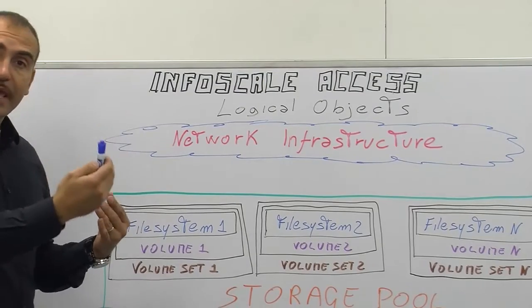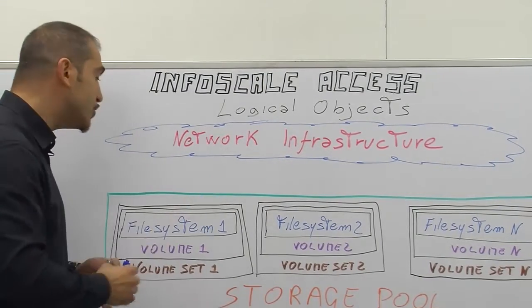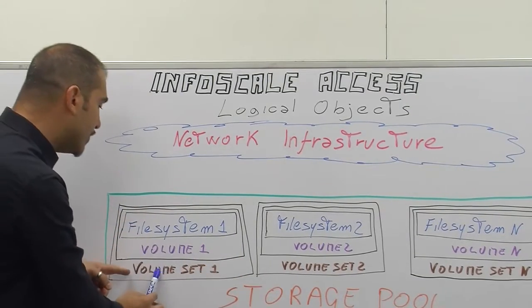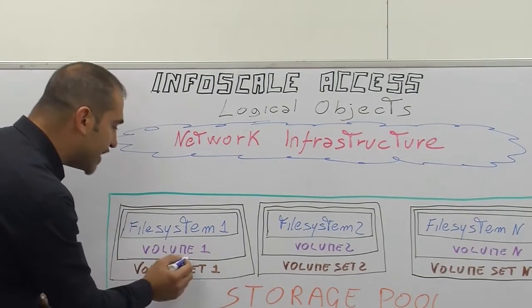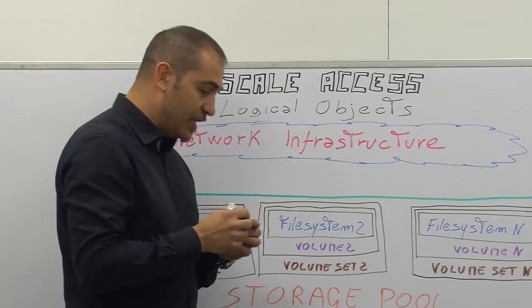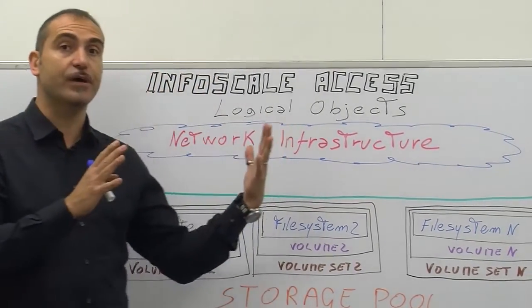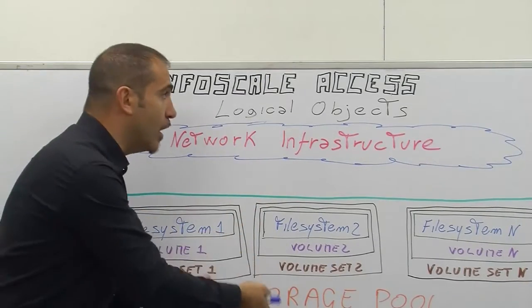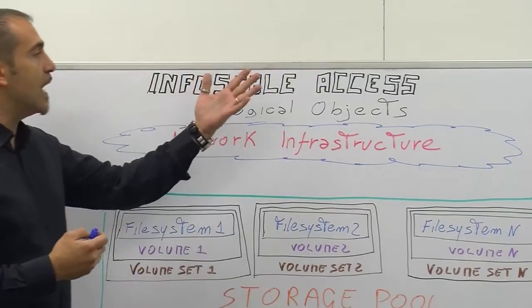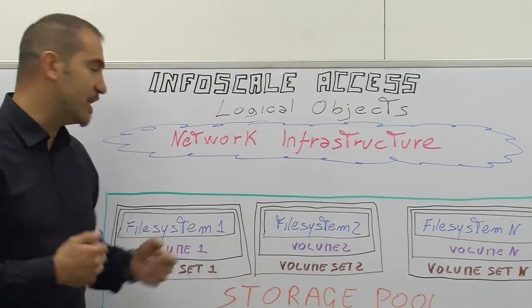So if you want, later, manually, using the CLI, you can add one more file system and one more volume to the same volume set. And doing this, you will have two tiers. Now, the best way to use tiers in InfoScale Access is having the first tier on-premise using local disks or SAN disks, and the second tier in the cloud. This is the best way to manage everything.